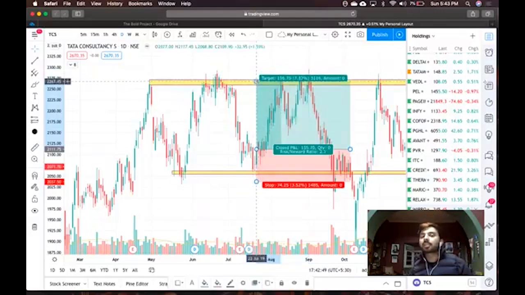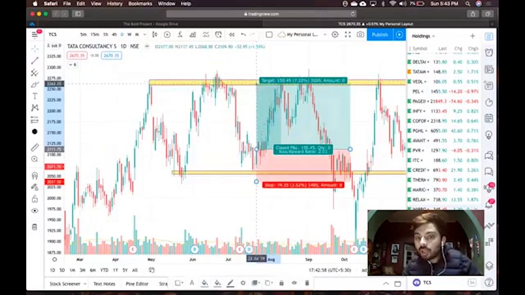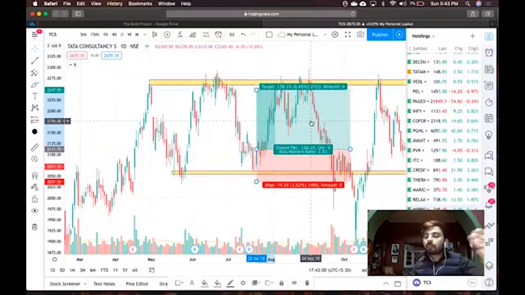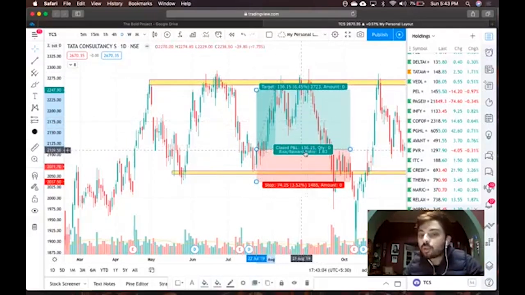If you remember the last video, we talked about emotions like fear and greed. So we will never keep a target above. We will never keep a target at. We will always keep a target just below the resistance. So my target is about 136 rupees from that point of entry.